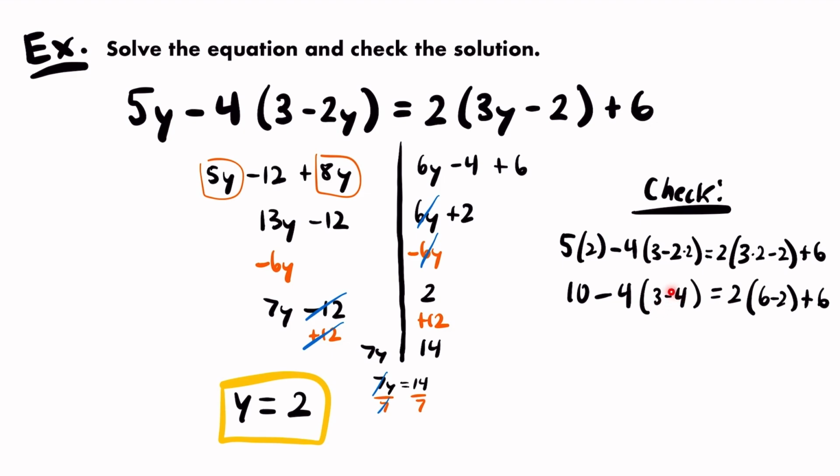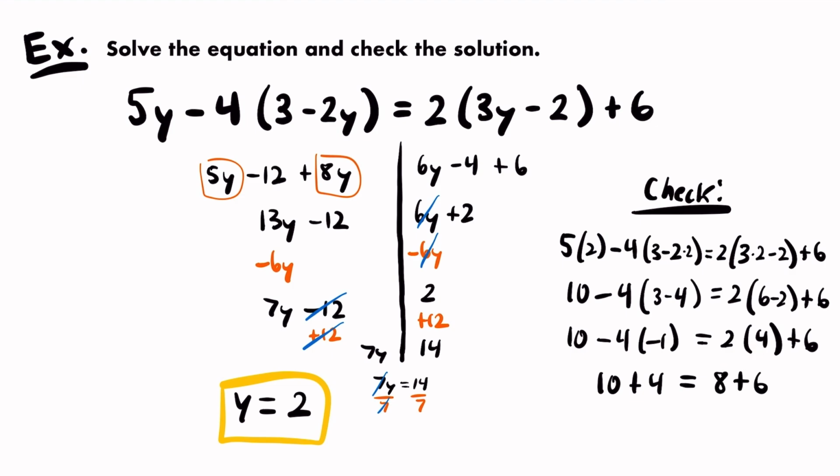Next, 3 minus 4 is -1, so we have 10 minus 4 times -1 is equal to 2 times 6 minus 2, which is 4, and then we still have plus 6. And then -4 times -1 is +4, so we have 10 plus 4 equals 2 times 4, which is 8, plus 6. And then 10 plus 4 is 14, and so is 8 plus 6.